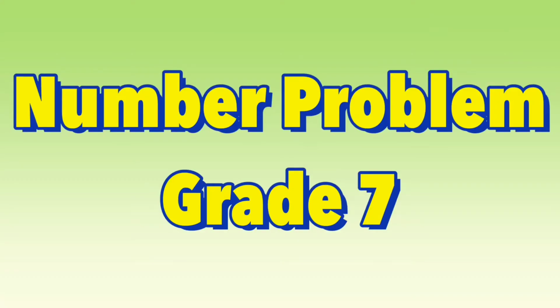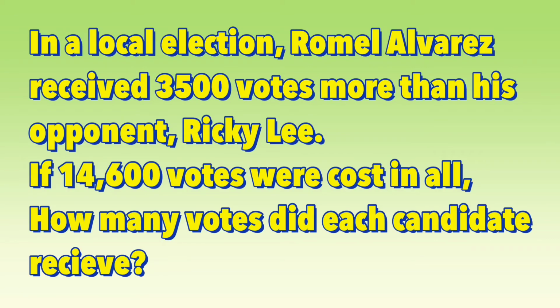Today we're going to study again how to solve number problems involved in grade 7. Number 1 problem. In a local election, Romel Alvarez received 3,500 votes more than his opponent, Ricky Lee. If 14,600 votes were cast in all, how many votes did each candidate receive?